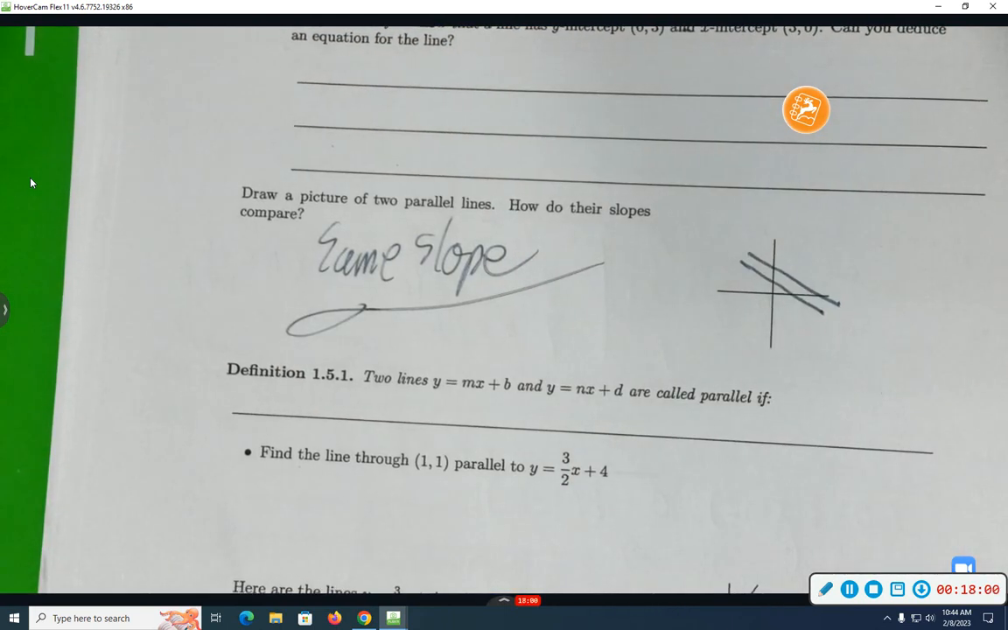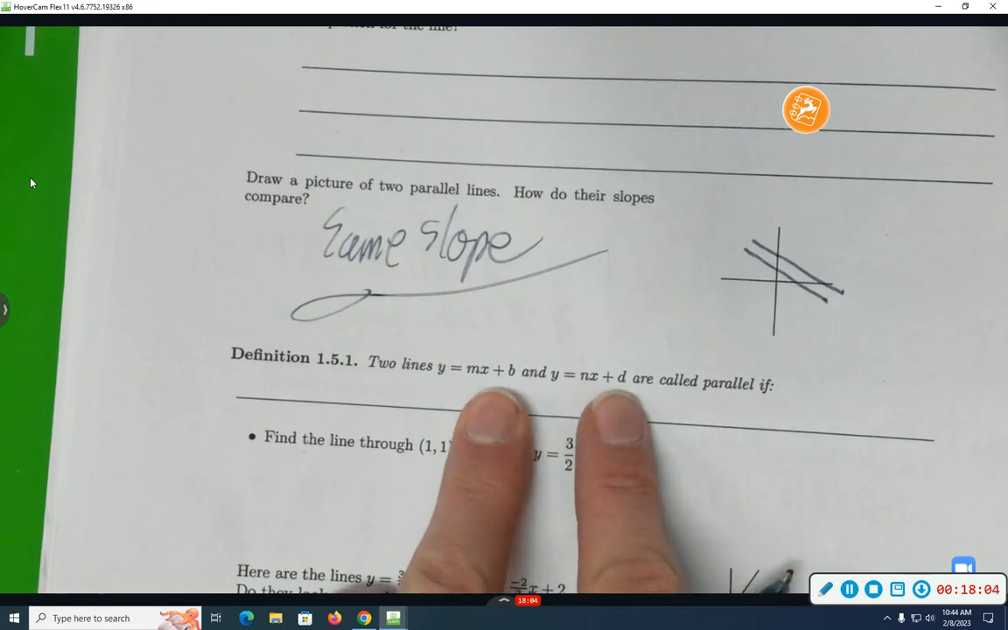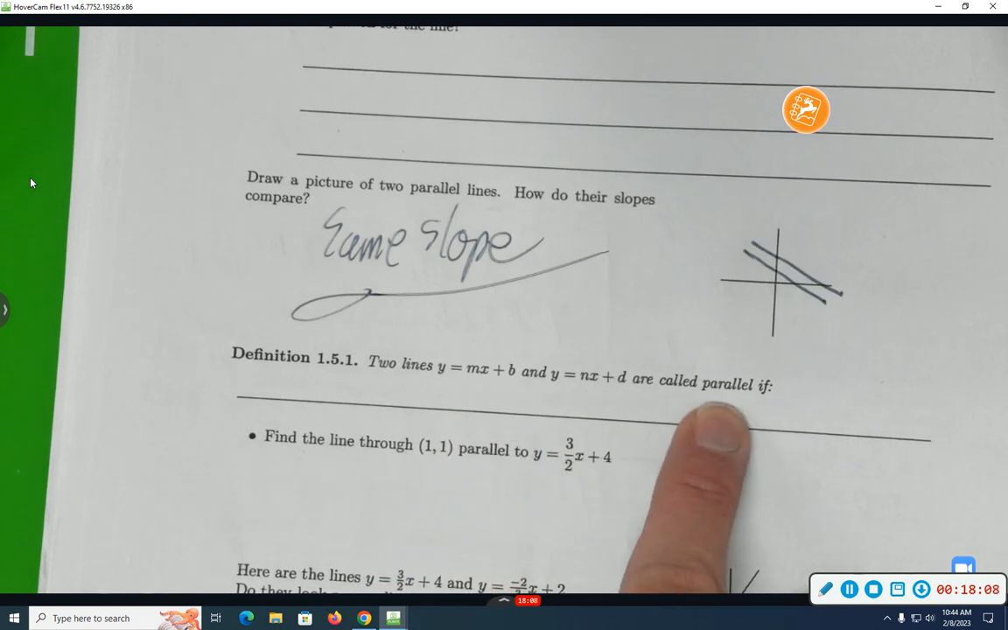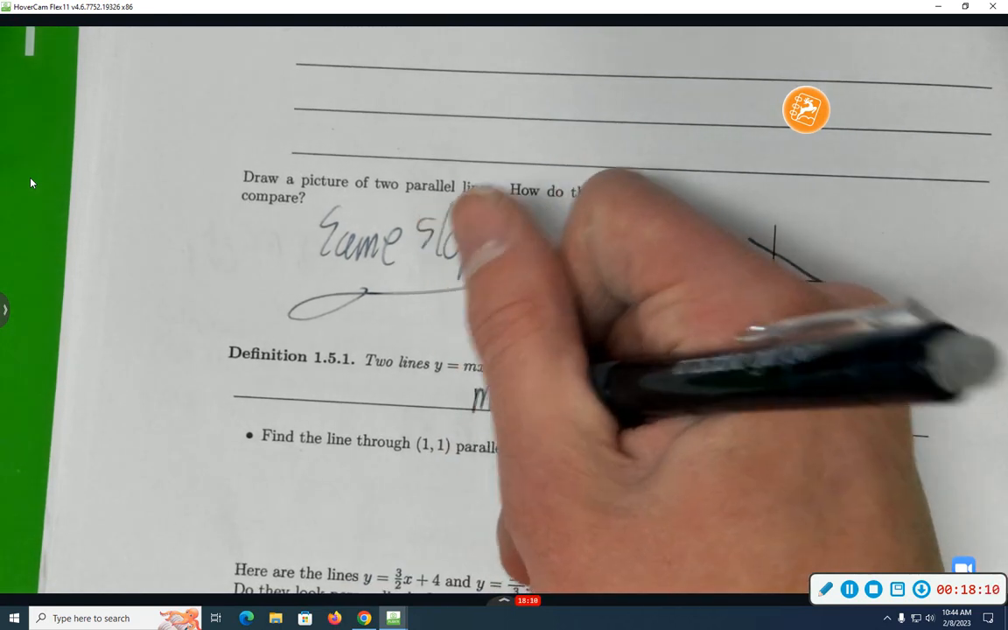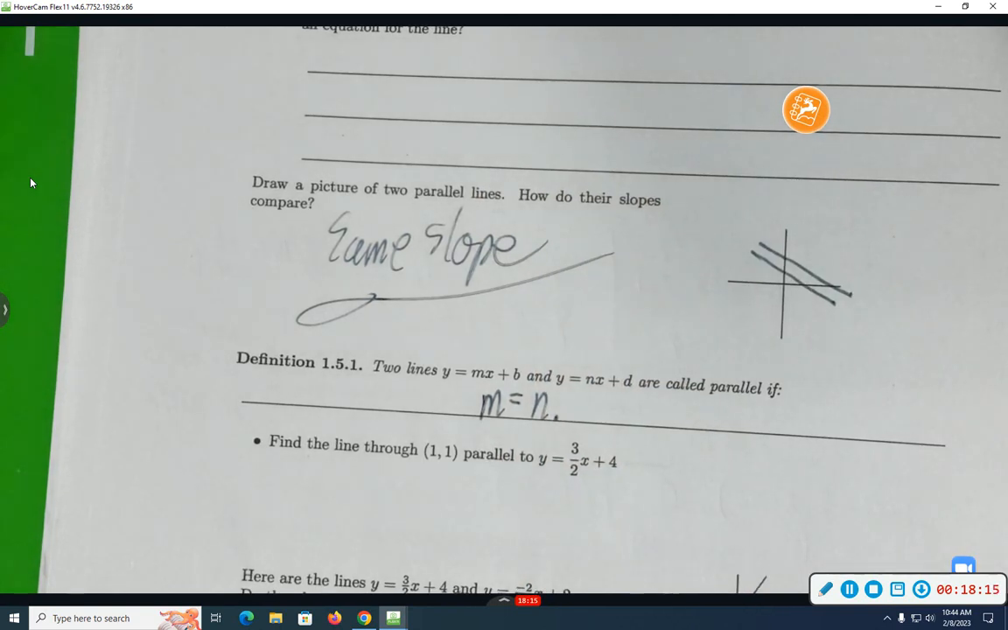So two lines are parallel if they have the same slope. In terms of equations, y equals mx plus b and y equals nx plus b, if those are lines, they're parallel if they have the same slope. So m equals n, and let's do a quick example where we use that. Let's find the line through this point parallel to that line.